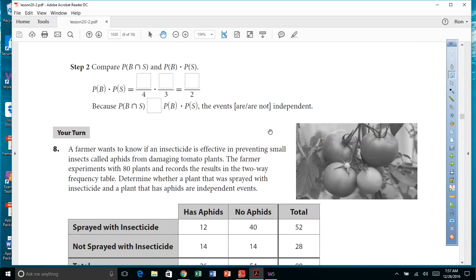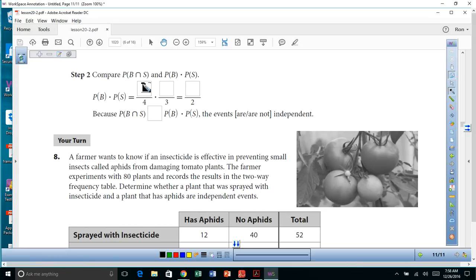Compare the probability of B intersection S and the probability of B times the probability of S. So the probability of B times the probability of S is 3/4 times 2/3. That's 3 times 2, that's 6, over 12. 6/12 is 1/2. Because the probability of B intersection S equals the probability of B times the probability of S, the events are independent.